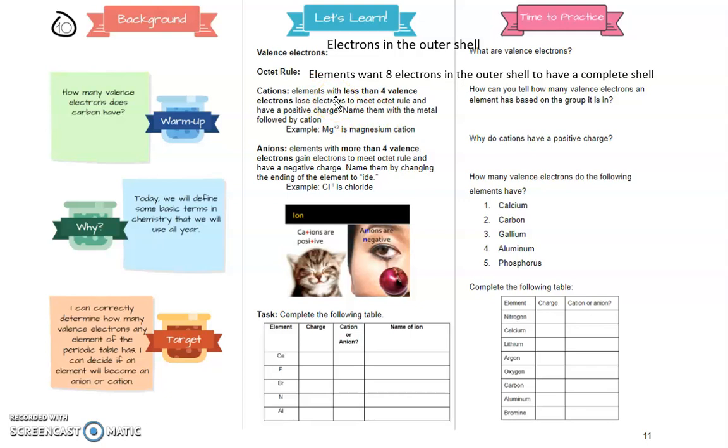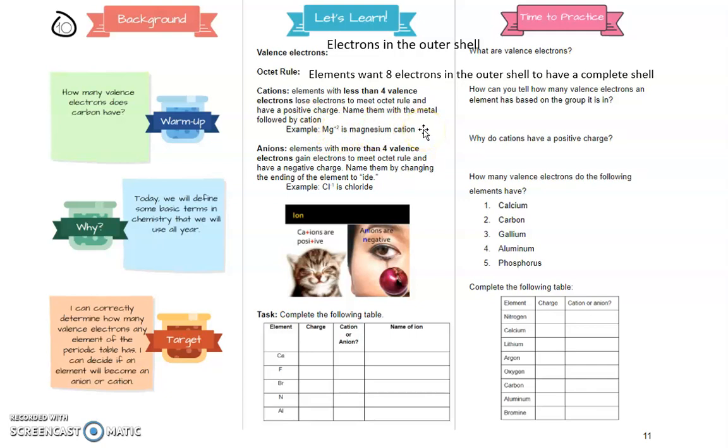Electrons have a negative charge, so as they lose that negative charge, they become more positive. And we're going to talk about how we would name them. You just name the metal and then add the word cation. So magnesium with a +2 charge is called magnesium cation.